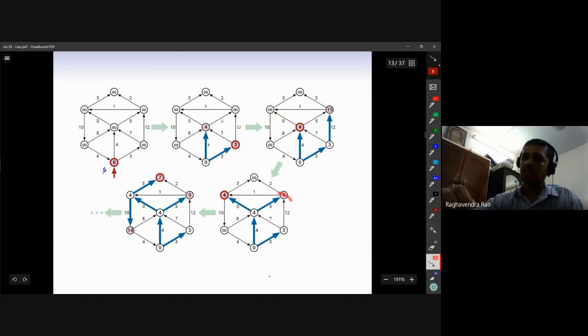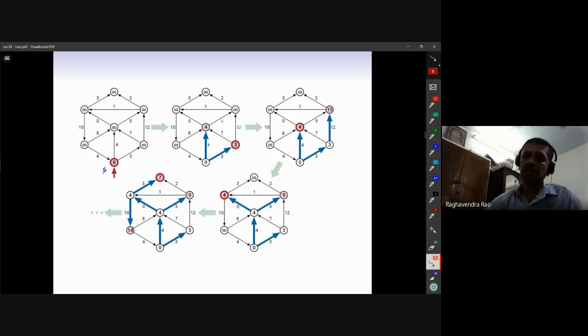The blue colored edges indicate the predecessor relation. Whenever we apply relax, as we did here, the predecessor of this vertex is S, and the predecessor of this vertex is S. The predecessor of this vertex is the vertex with weight 3. And what did we do here? We updated this vertex, so the predecessor of this vertex will be this. This represents the predecessor relation.